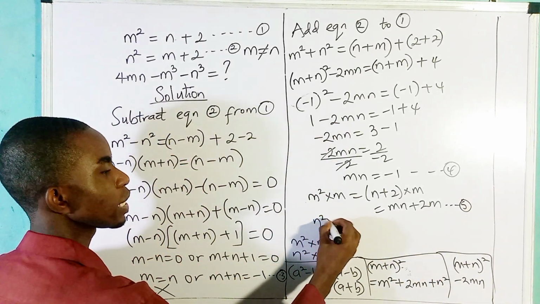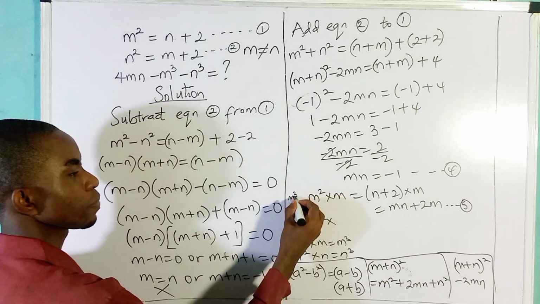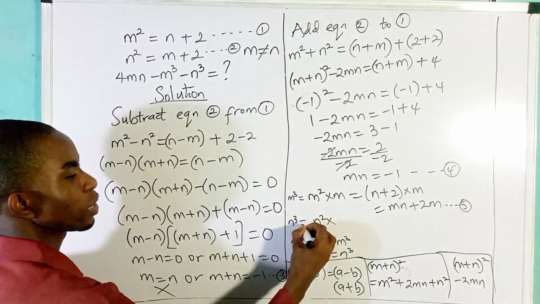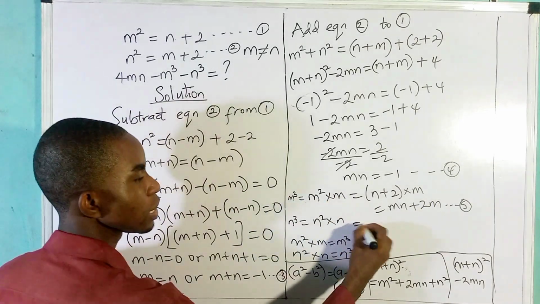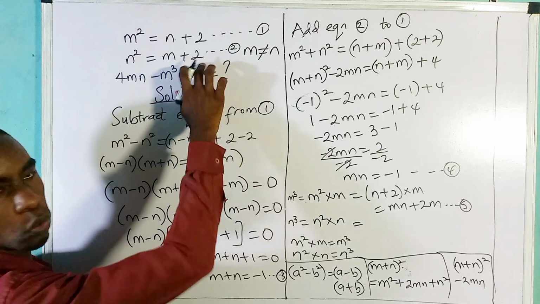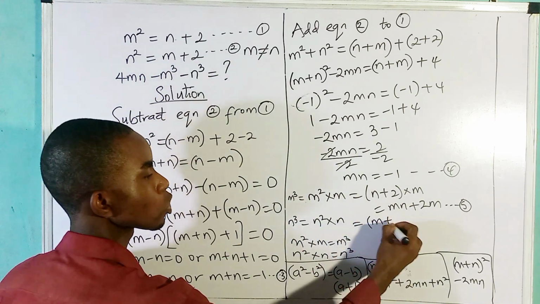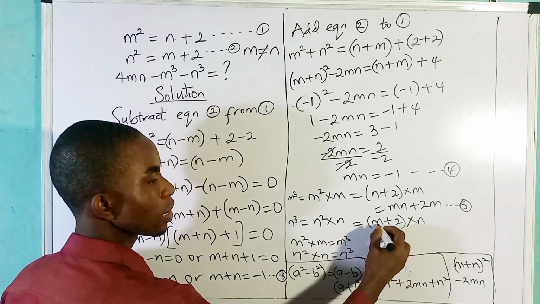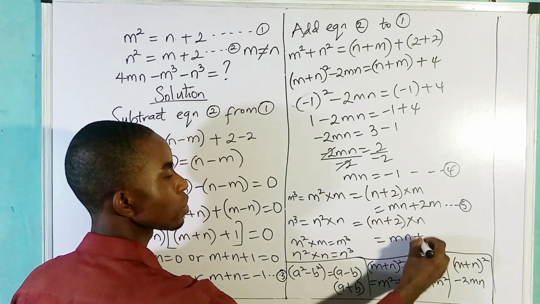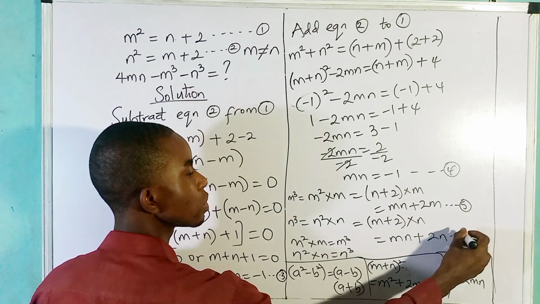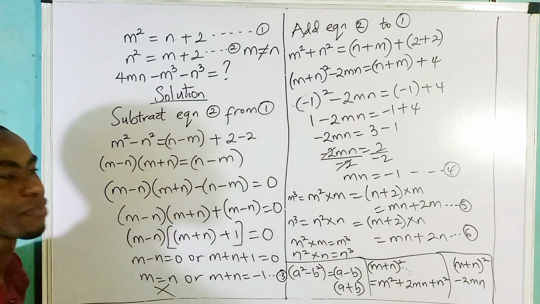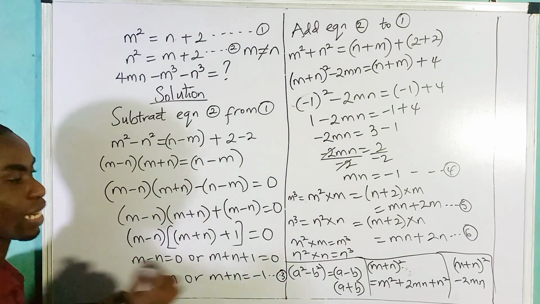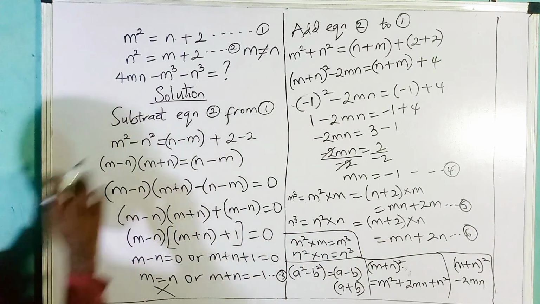And then n squared times n, which is n cubed by the way, n squared times n squared is m plus 2, so m plus 2 times n. m times n is mn, 2 times n is 2n. Let's call this 6. So we have to clean this side.